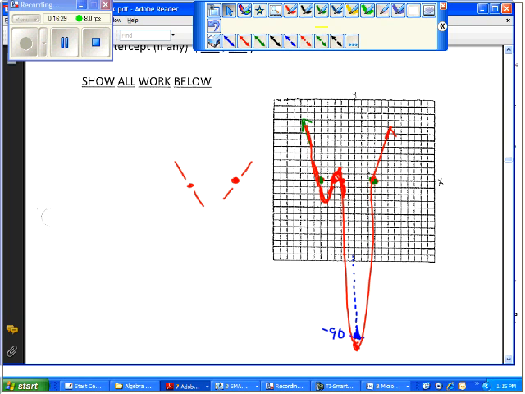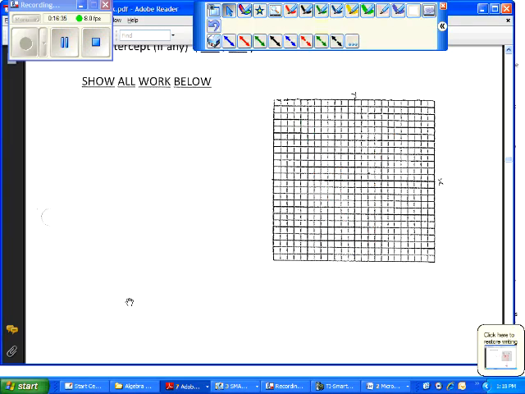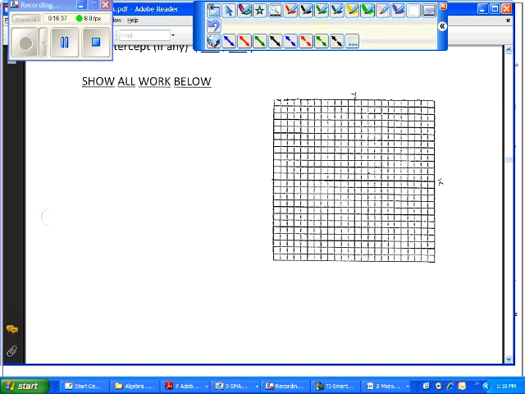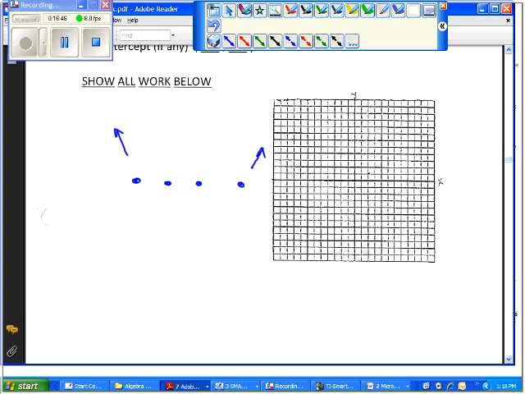Well, the y-intercept was -90 the first time. Okay, here's the deal. I'm going to just kind of throw these anywhere. We had this. We knew this did this. We knew this did this. And we knew somewhere in here there was a y-intercept. Okay?